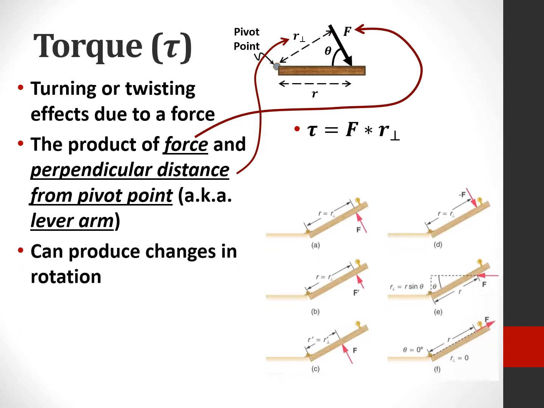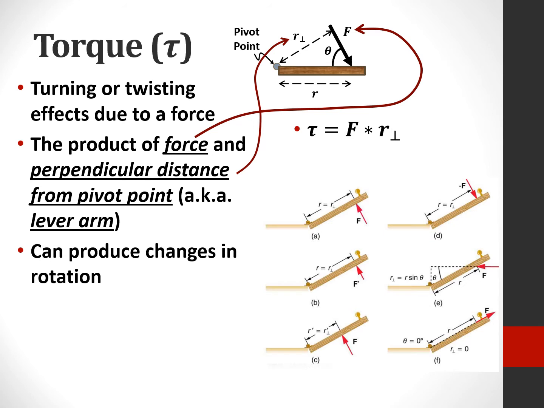Now, a torque can cause a change in rotation, so it can accelerate an object that's rotating, or in some examples it can decelerate it, slowing it down or speeding it up. Here are some examples of different types of torques applied to a door. A torque is equal to the force times the distance from the pivot point times sine of theta. And this part right here, r sine of theta, is referred to as the lever arm. That also gives you the shortest distance from the pivot point to the force itself.